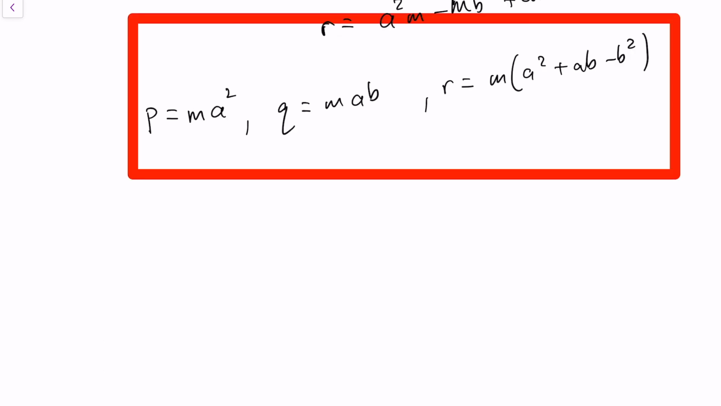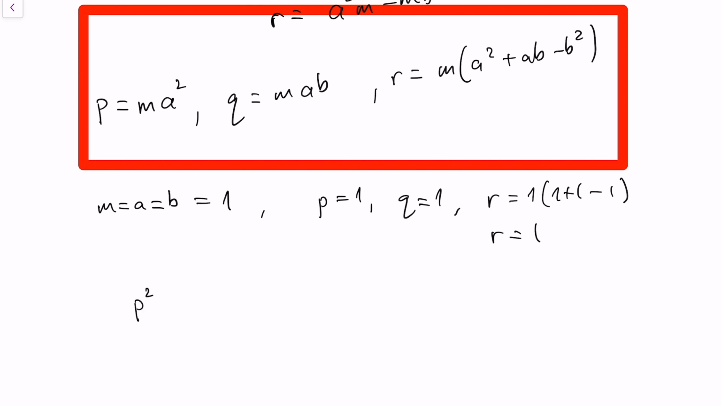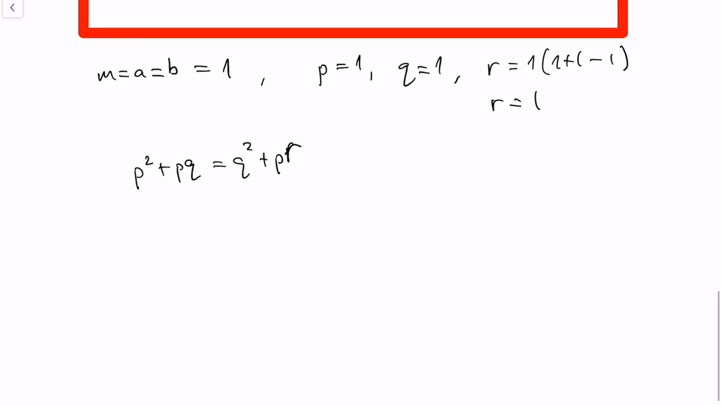So let's consider a very simple example. M is equal to A is equal to B, and let that be 1. So that means p is equal to 1, q is equal to 1, and r is equal to 1 times (1 plus 1 minus 1). So that will just give us 1 as well, right? So in other words, the equation p squared plus pq is equal to q squared plus pr. We will have 1 plus 1 is equal to 1 plus 1, as expected, right?